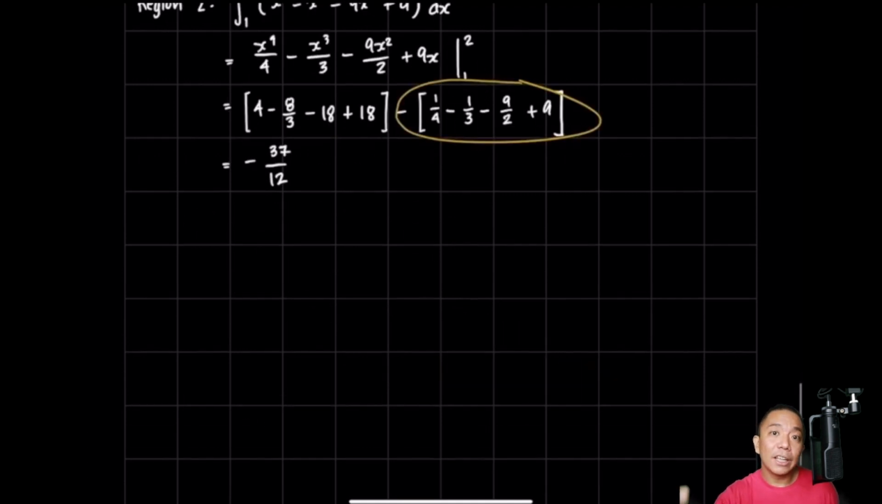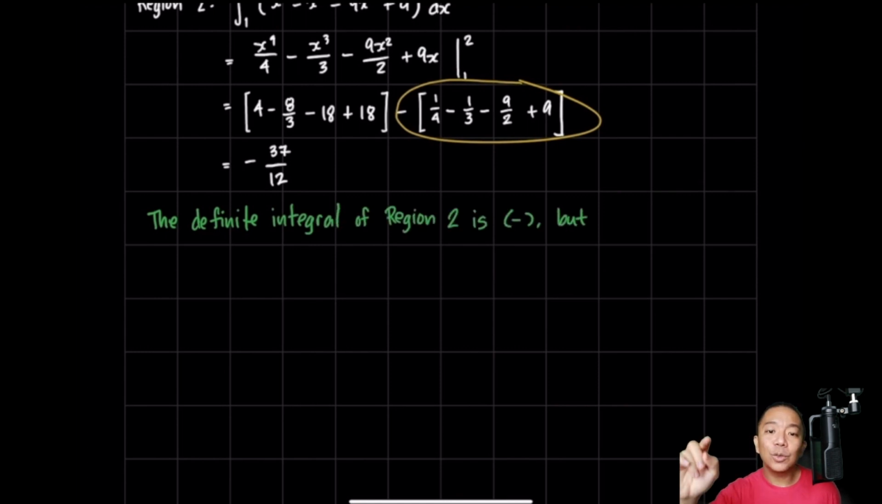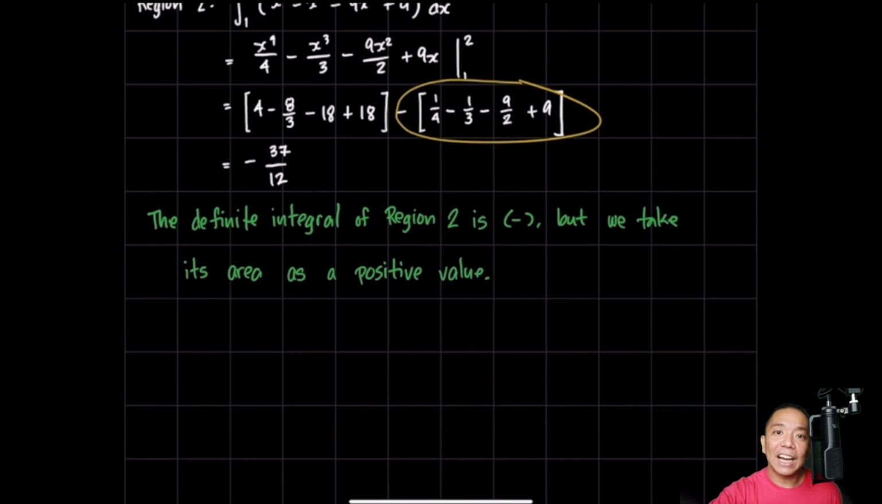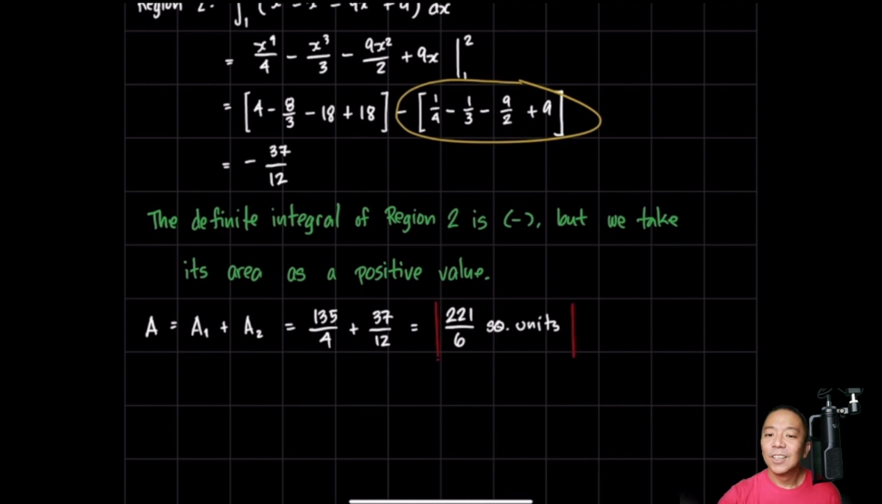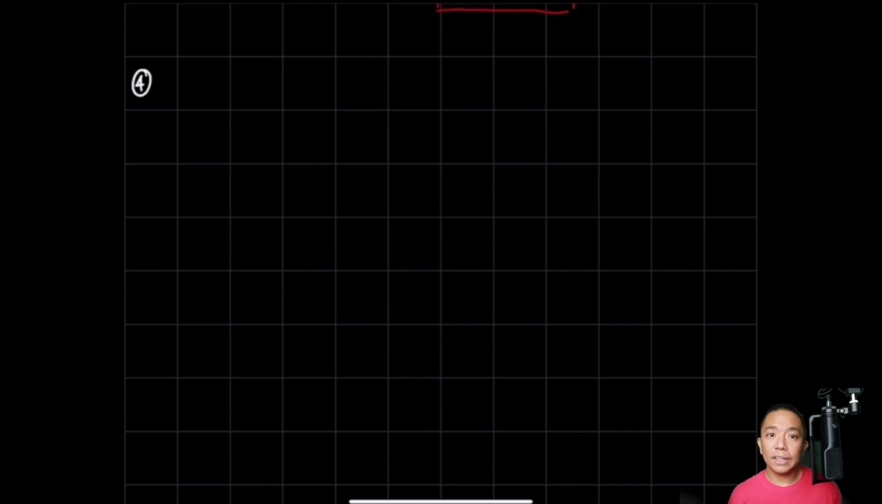This will give us a definite integral of -37/12. Again, we're looking for the area and this is entirely below the x-axis. So kahit yung definite integral ay negative, yung area niya, iti-take natin as a positive value. So what we'll do is we'll combine yung areas nung first region and yung second region to give us a total area. And that will be equal to, so 135/4 plus 37/12 na kasi ginawa nating positive yung -37/12. And our final answer is 221/6 square units.